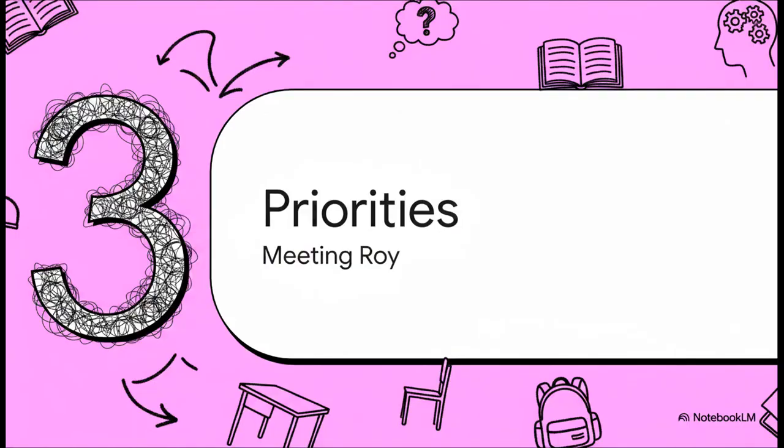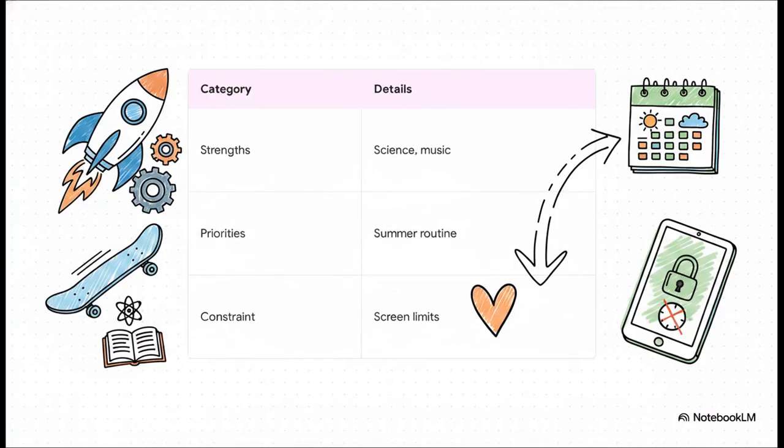Now on to Section 3, identifying priorities. It's time to meet Roy. Let's step out of the abstract and see how this actually plays out with a real 12-year-old student. When we map out Roy, it's like putting together a puzzle of who he is as a whole person. On one hand, you've got his strengths. He's super into science, music, technology, and he actually wants to learn about budgeting and skateboard tricks.